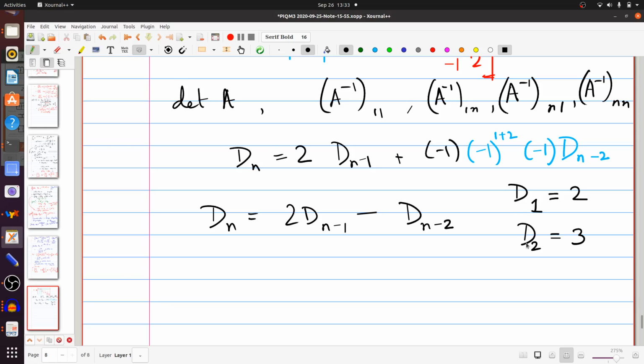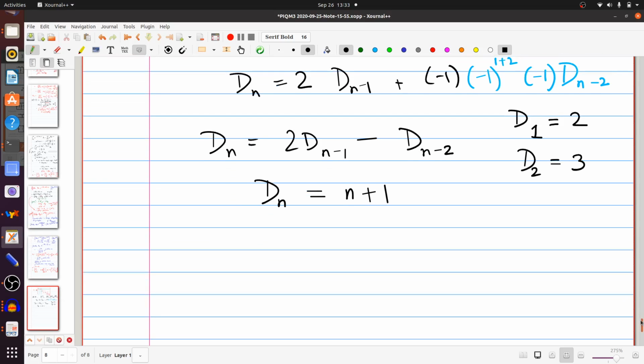Now, I'm not saying that from these two terms alone you can figure out what the answer is, but it should not come as a surprise that the solution to this recursion relation consistent with these values works out to be something very, very simple. I will let you figure it out yourself. dn just turns out to be equal to n plus 1 for this simple problem.